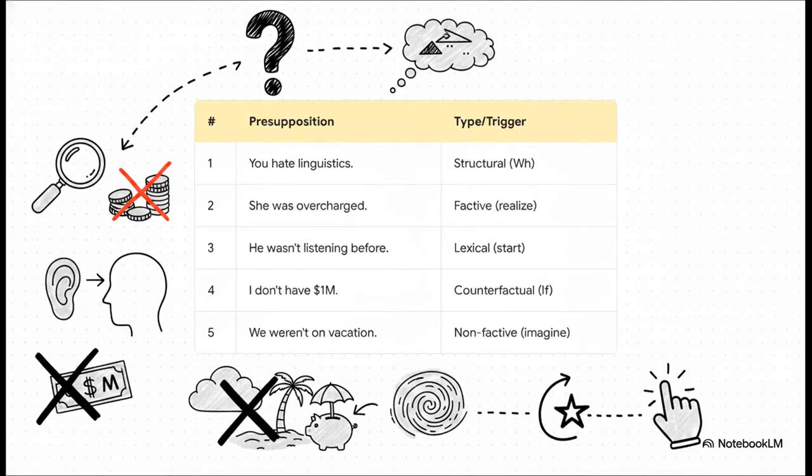So how'd you do? Let's go through them. For number 1, the why question is a structural trigger, presupposing that you do, in fact, hate linguistics. For number 2, realize is a factive verb, so it presupposes the fact that she was overcharged. For 3, the lexical trigger started presupposes that he wasn't listening before. For 4, that classic if clause creates a counterfactual, presupposing that I don't have $1 million. And for 5, the non-factive verb imagined presupposes that we were not actually on vacation. In every single case, the key is just spotting that trigger word or structure.